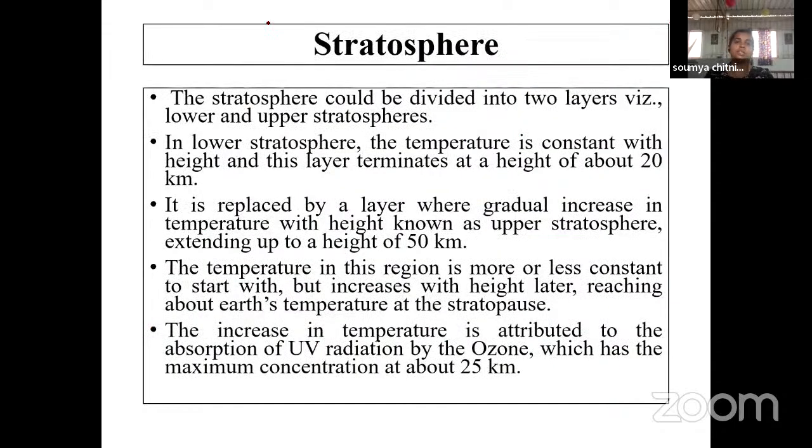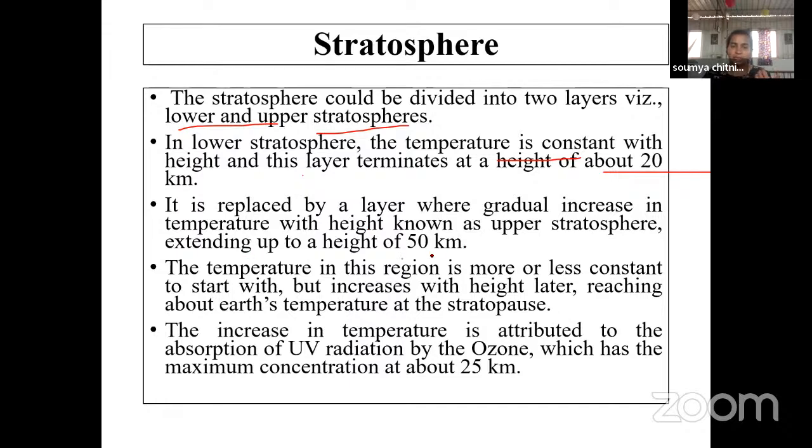Second layer is the stratosphere. So in this stratosphere, again we can say lower and upper stratosphere. In the lower stratosphere, the temperature is constant with height, and this layer terminates at a height of about 20 kilometer from the earth's surface. It is replaced by a layer where again there is an increase in temperature. So the second layer has an increase in temperature, whereas the first layer, troposphere, has a decrease in temperature.